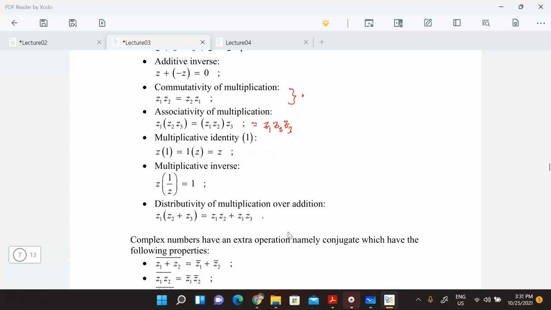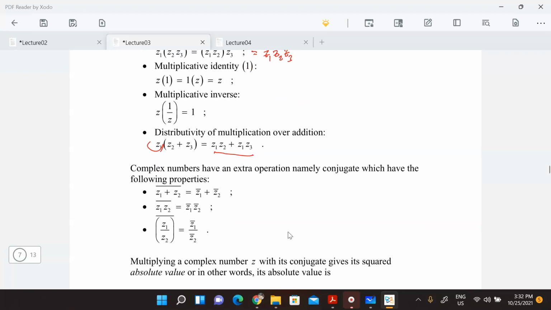So for numbers, you always have these two operations of multiplication and addition. But once you have these two operations, you need to know how to mix them up. So here is the idea of distributivity of multiplication over addition. If I have an addition of complex numbers here, then multiply by another complex number outside, it will just distribute that multiplication over the addition.